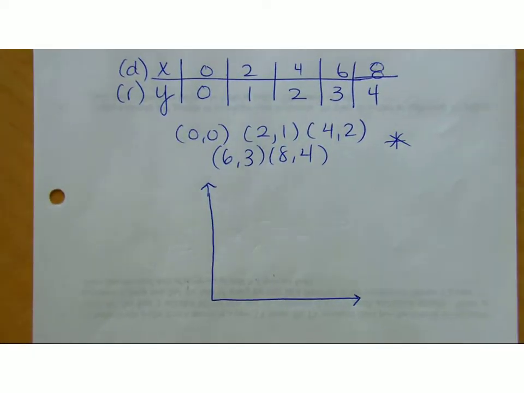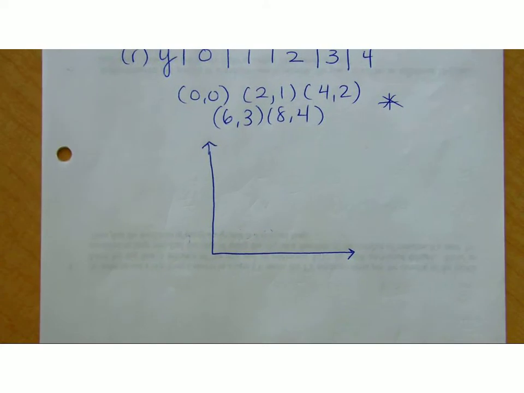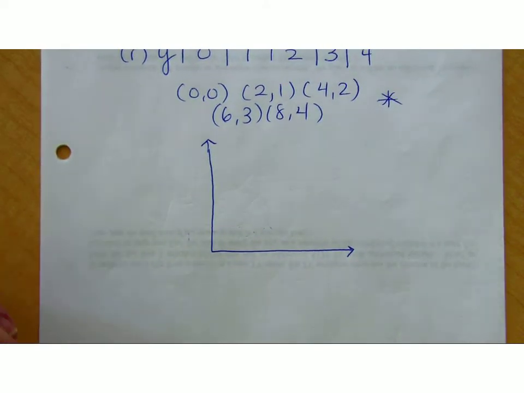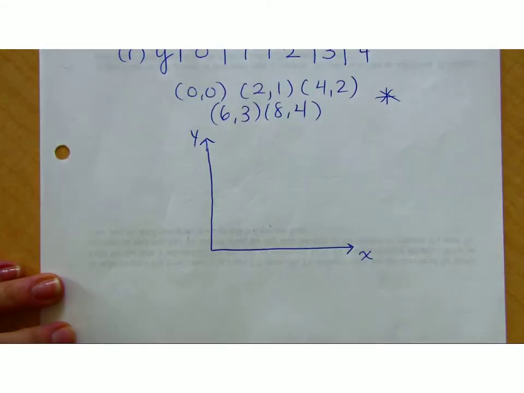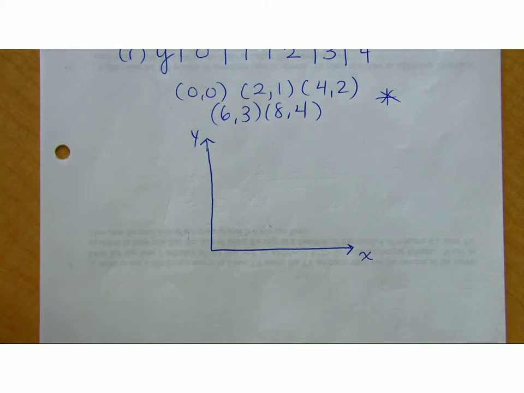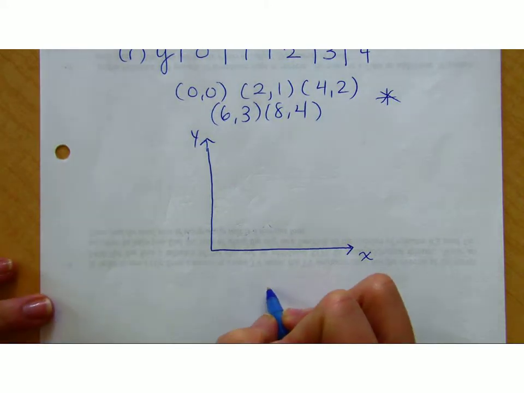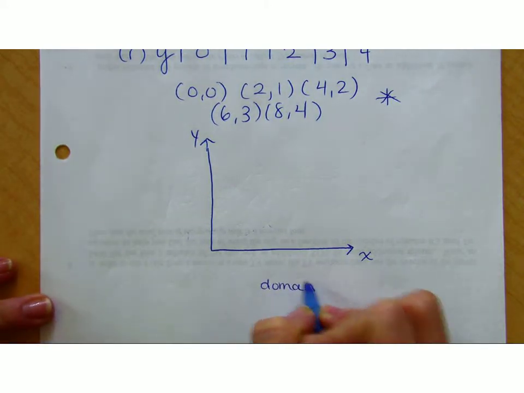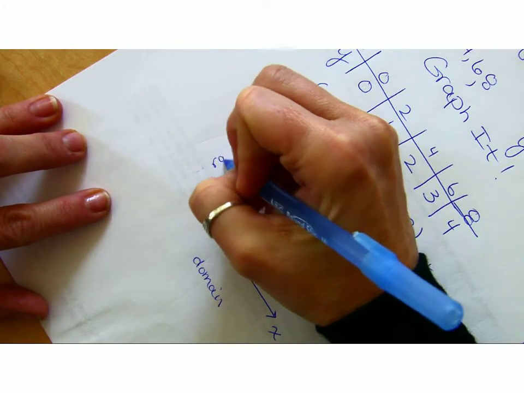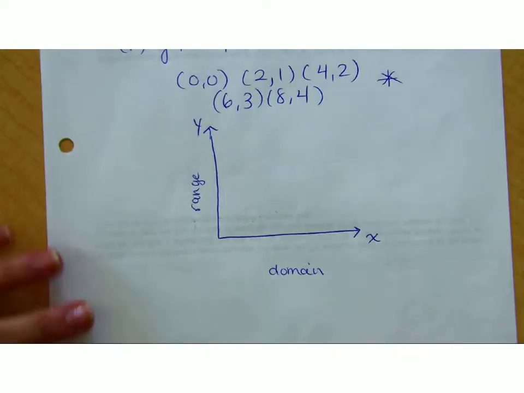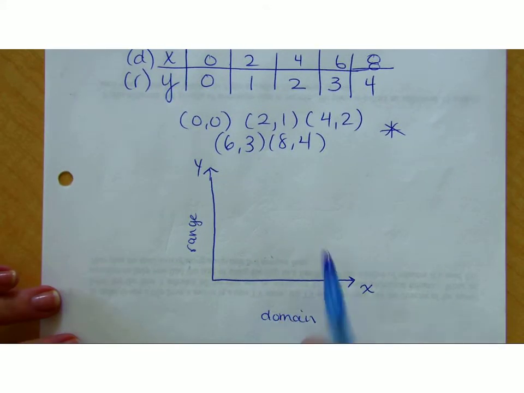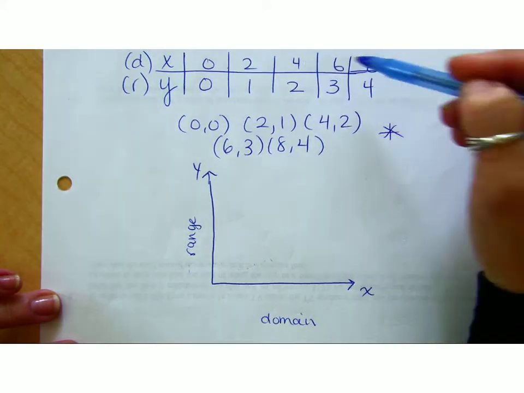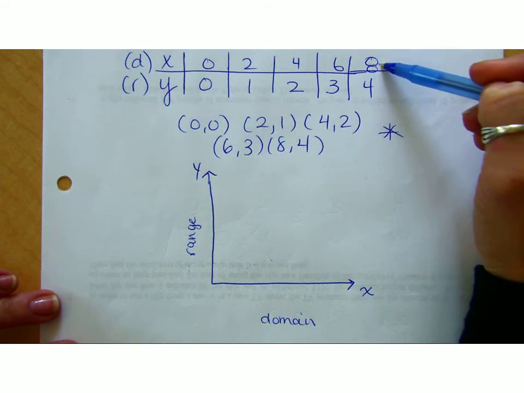Let's talk real quick about an empty graph. So an empty graph means you have to do the labeling of it. So it's not a bad idea to go ahead and label which one's your x and which one's your y. Or maybe this is your domain and this is your range and you want to write it like that. Now, let's talk about this for a second. When I look at my domain, I look at these numbers. I always want to see how high do I have to go.